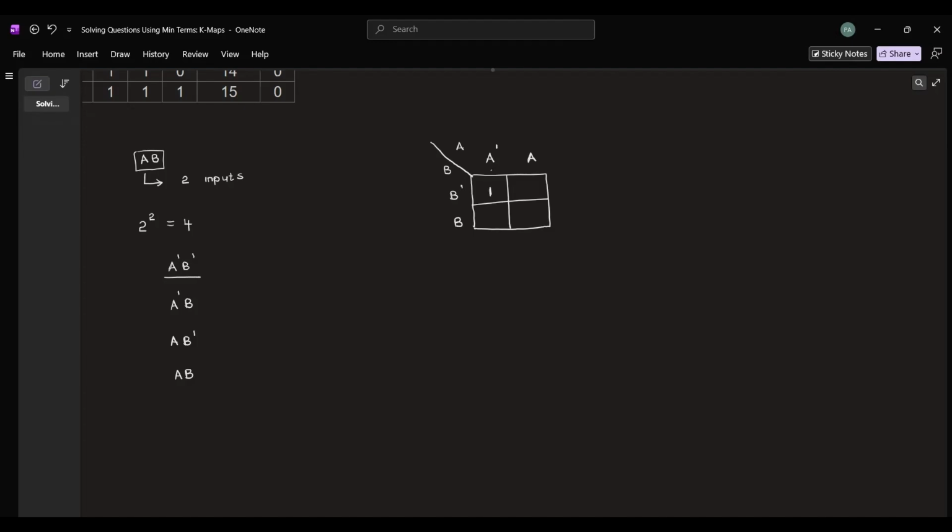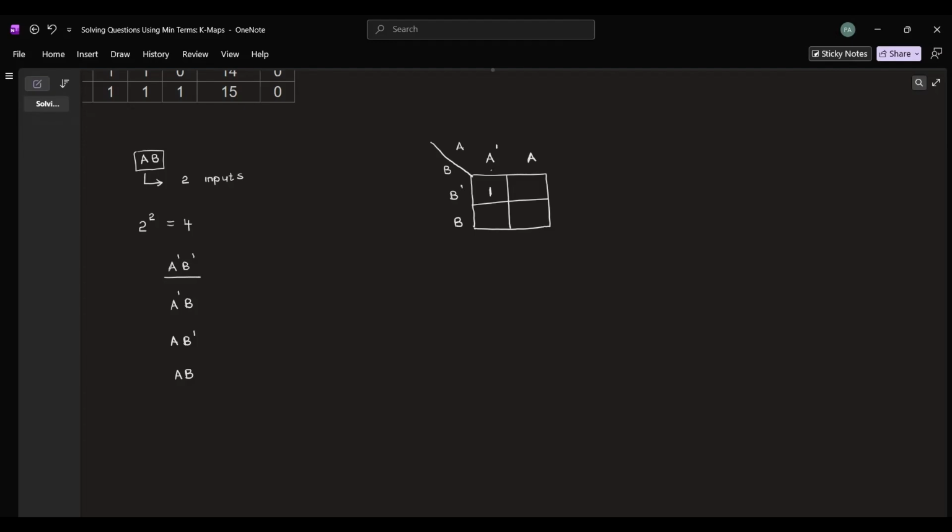Since we are talking about min terms, for now we are solving using only min terms. In the next video, we will talk about max terms. But in max terms, I won't go through 2 inputs, 3 inputs, 4 inputs. I will directly use 4 inputs. So learn the basic concept here, how we are corresponding things.